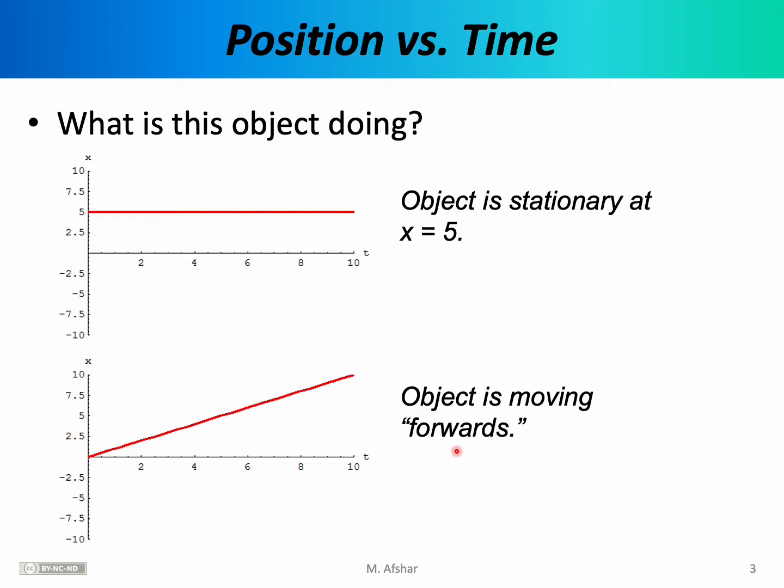A little bit later, we'll quantify this motion even more precisely. We can talk about the speed or the velocity. But for now, when you look at a graph like this, you should be able to read off the position as a function of time and at least verbally describe this motion as the motion of an object that is moving forward.